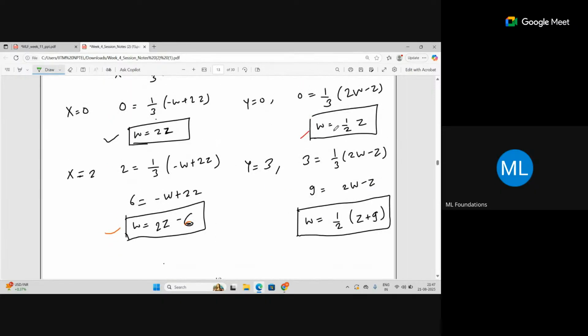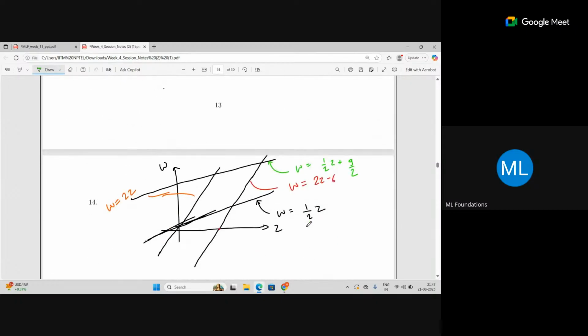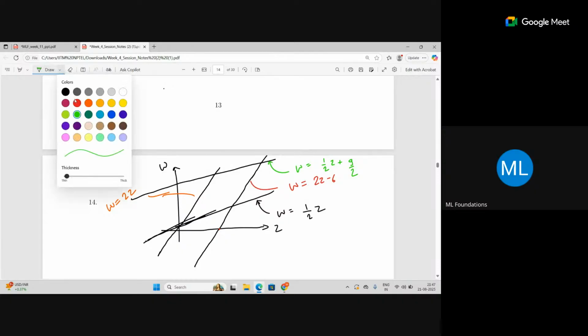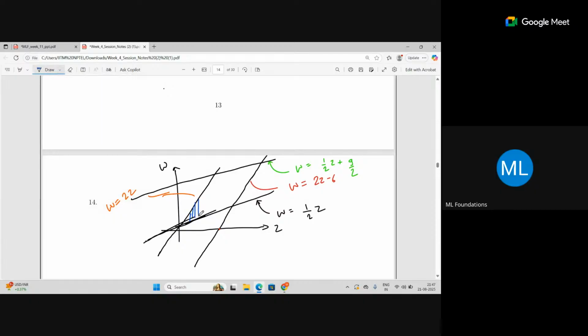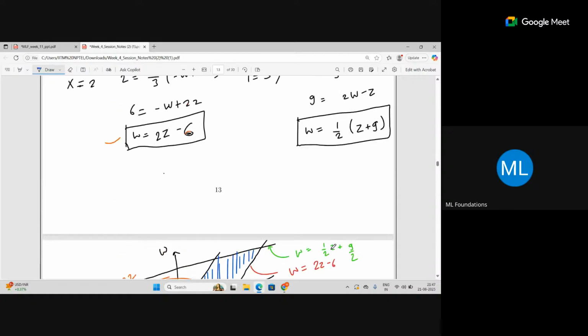W equal to 2Z, W equal to half Z, W equal to Z minus 6, and this one. So I have done that. Where will be the support in this case? Which region will be the support? The bounded area, basically. Yeah, right. The bounded area will be the support. And what will be the probability density over this support? One by 18, right? We have already calculated it.